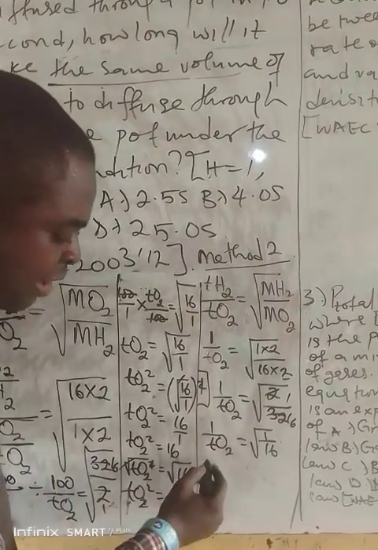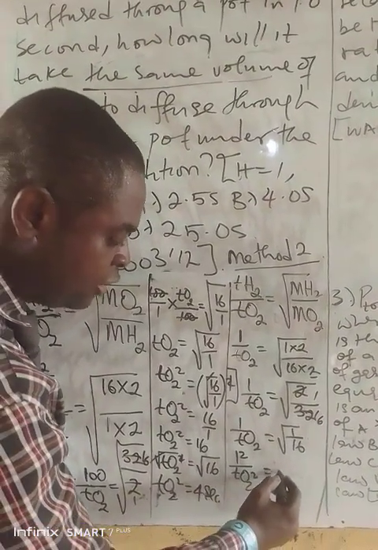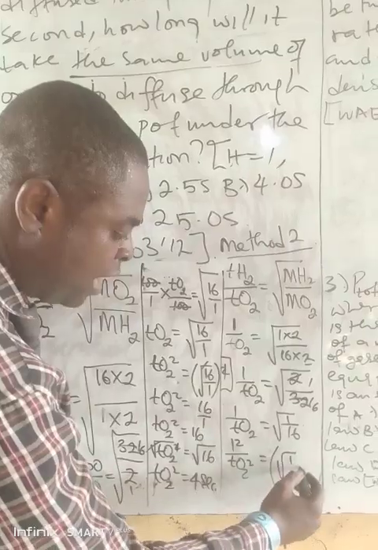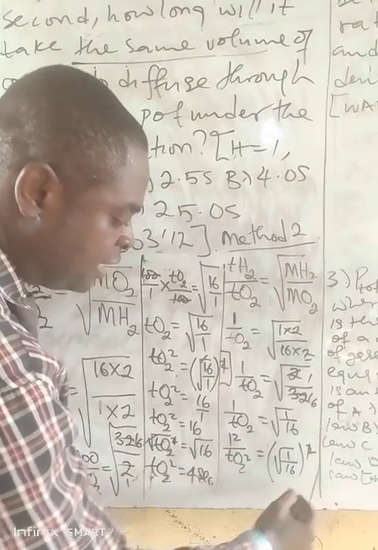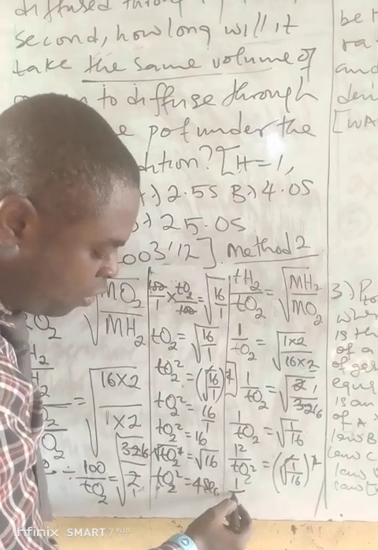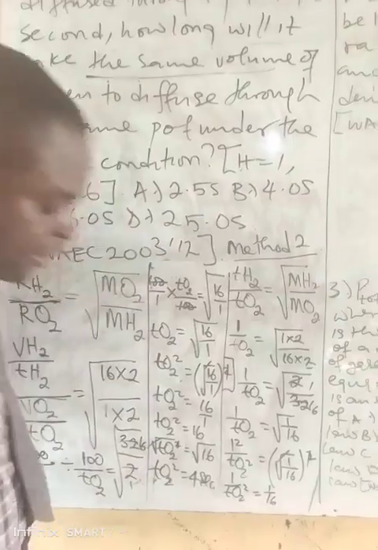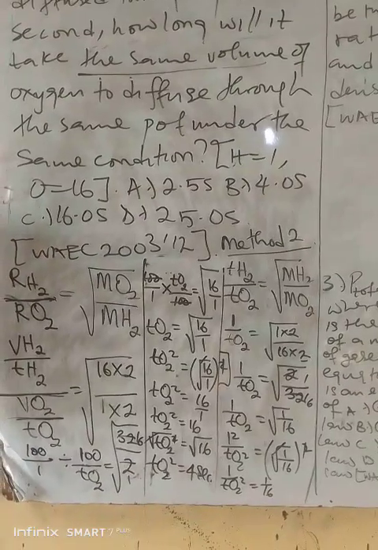To remove the square root, we square both sides: 1 squared over TO2 squared is equal to the square root of 1 over 16, all squared. The square and the square root cancel. 1 squared is 1, so 1 over TO2 squared is equal to 1 over 16. Are we together now?